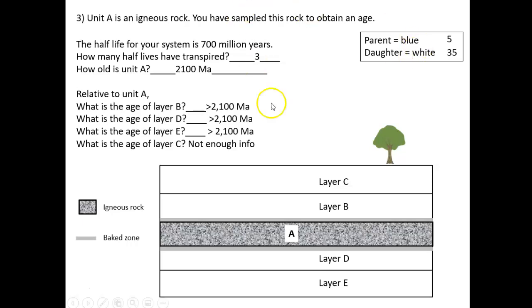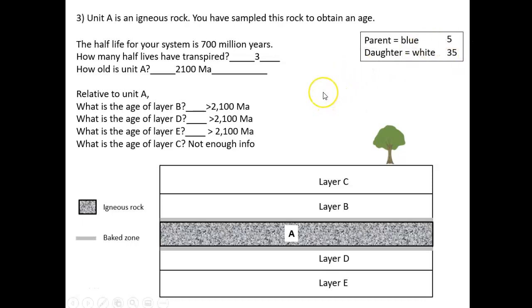And so what I do is I go back to my parent, which has 20, and say, what if I take half again? Now I would have 10, and those additional 10 would transform into daughter. So my new count would be 10 parent and 30 daughter. That would be 2 half-lives.